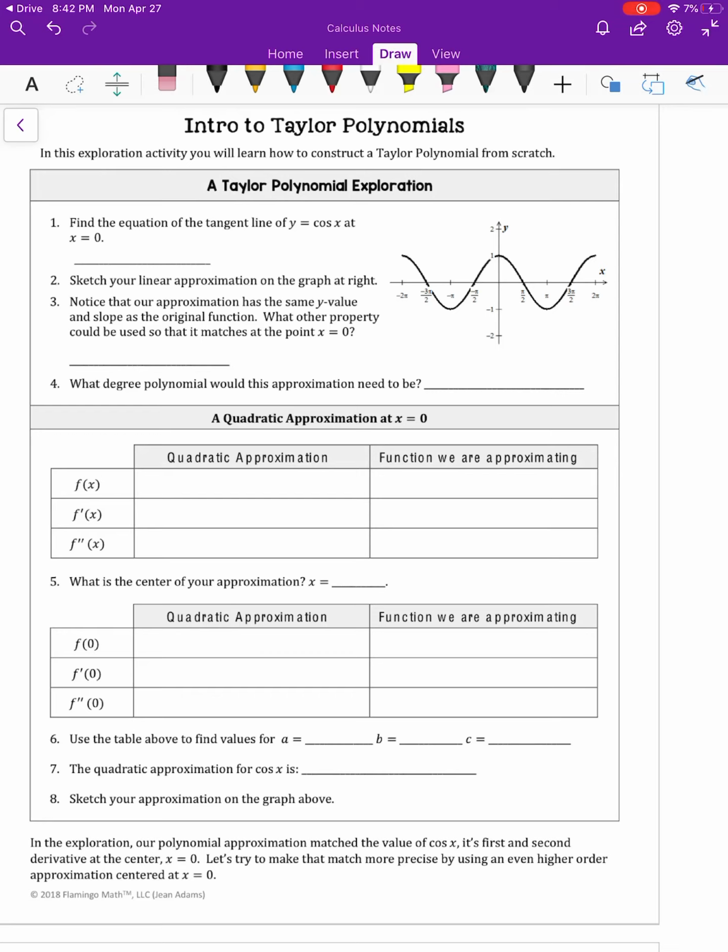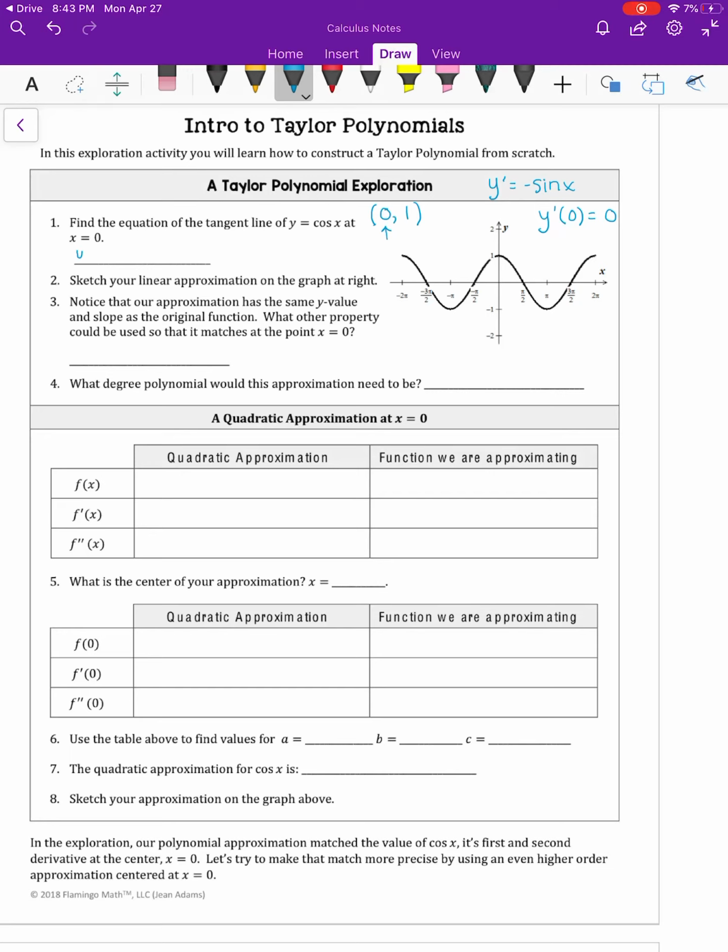So, a Taylor polynomial exploration. Find the equation of the tangent line of y equals cosine x at x equals 0. Okay, the first thing I would do is think, well, if x is 0, what is my y? Cosine of 0 is 1. So I'm talking about this point, and I would also be thinking, what's my slope? So I would calculate my y prime, which is negative sine x. And then I would want to find my y prime at this particular x value. So my y prime of 0 is going to be 0, because the sine of 0 is 0.